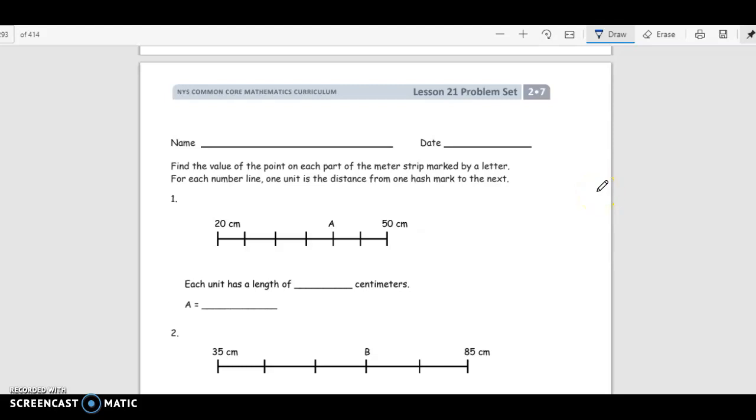Hello, second graders. Today we're going to look at the lesson 21 problem set for math. We're only going to do the problem set, not the homework today.